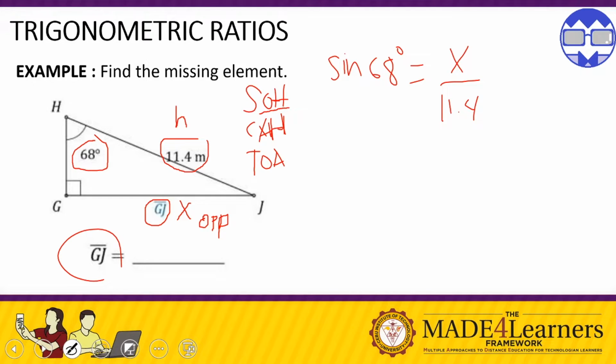From this we can cross multiply: 11.4 times sine of 68 degrees equals X. And now let's use our calculator.